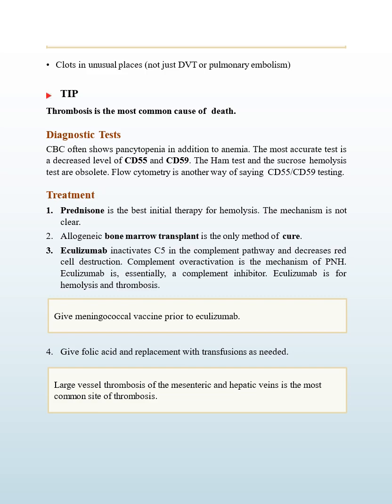Slide number 29 starts with the fact that the clots are in very unusual places. This means that they are not just DVT or PE. There is a clinical tip here which states that thrombosis is the most common cause of death. Wow. A diagnostic test, usually CBC, shows pancytopenia plus anemia. The most accurate test is decreased level of CD55 and CD59. You can also do flow cytometry.